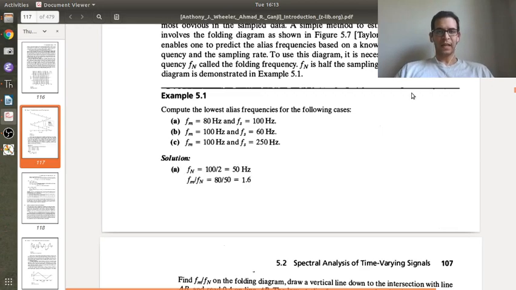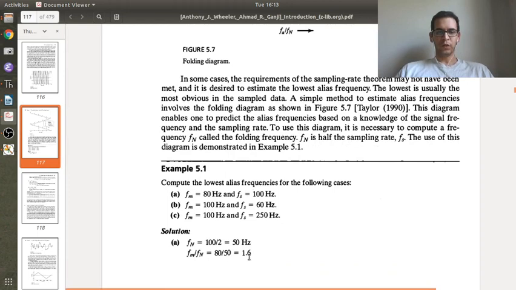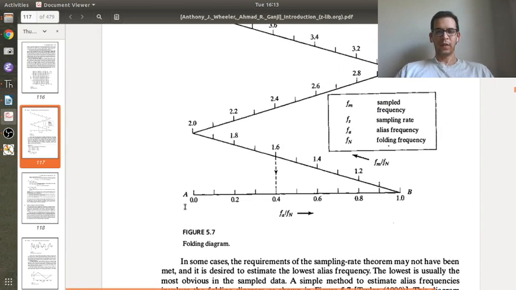Once you have Fn, which is called your folding frequency, you then compute your input frequency divided by your folding frequency, 80 over 50, and that gives you 1.6. If you come up to this graph here, you need to find 1.6.